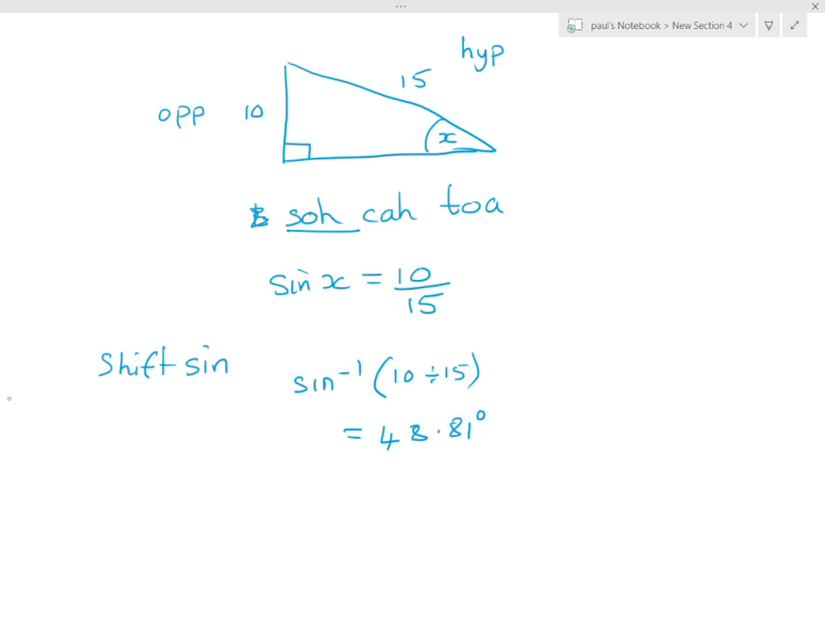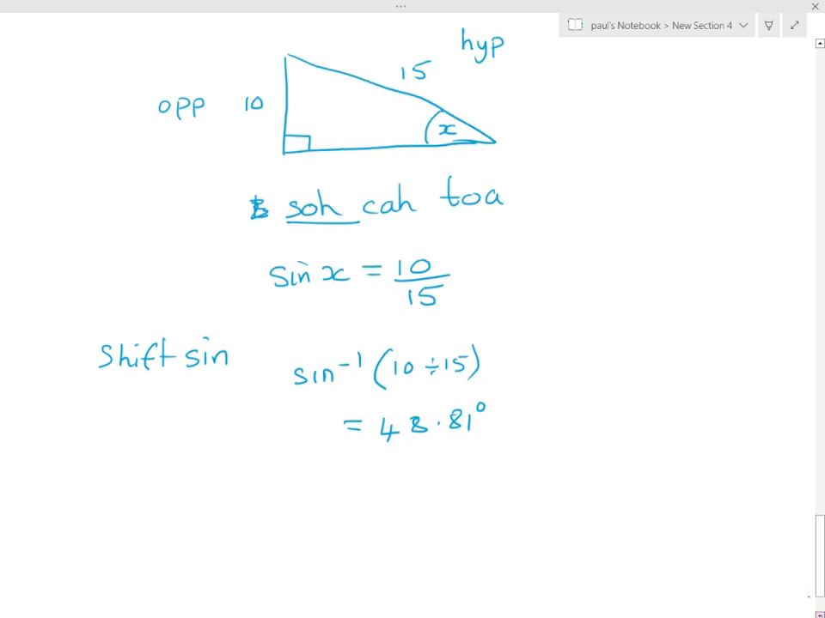Yeah. So when you're going from a number to an angle, you do the shift sine. When you're going from the angle to the number, you just press the sine button. So it's just a little bit different. I didn't like that 10 divided by 15 because I could see where that was heading, like a recurring decimal, so I didn't like that. So let's find this one. And this is 28, and this is 46. Let's hope this doesn't do a recurring.